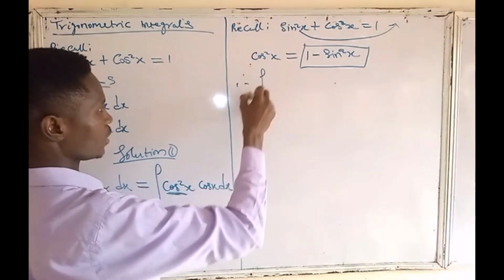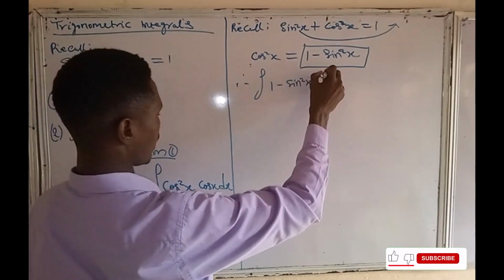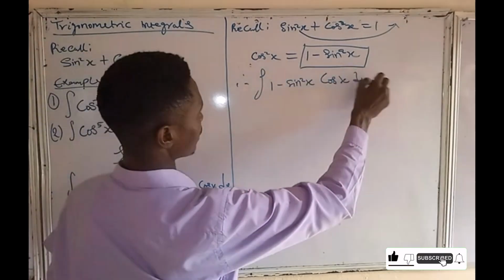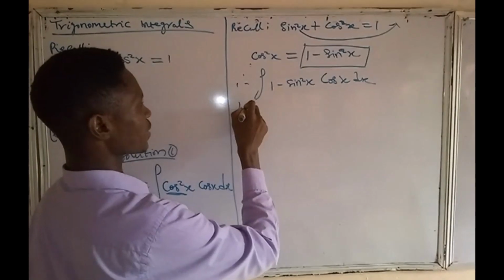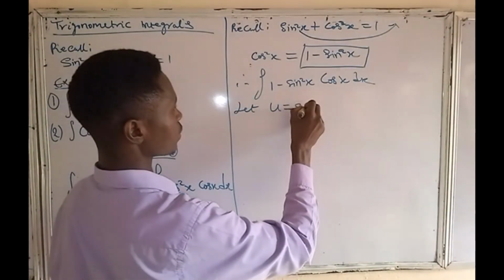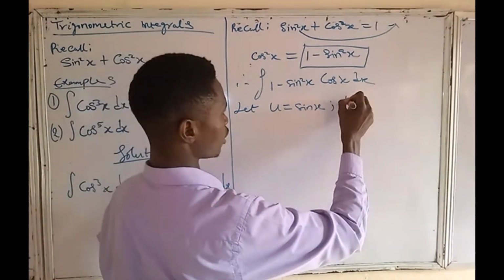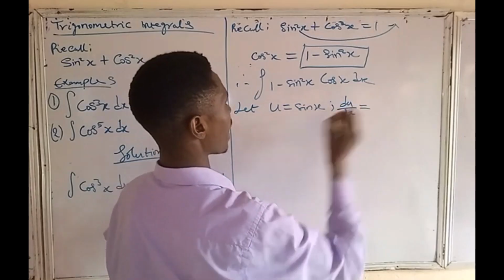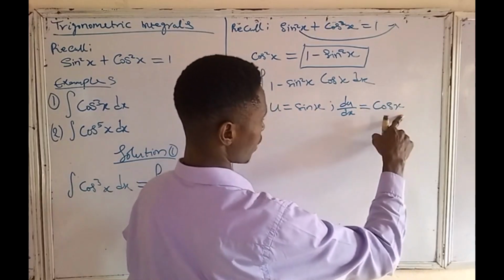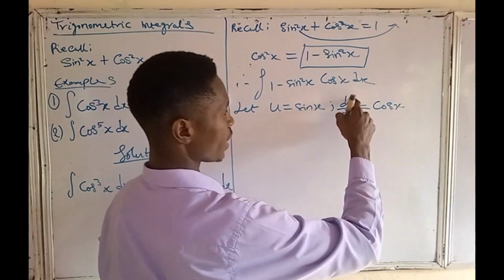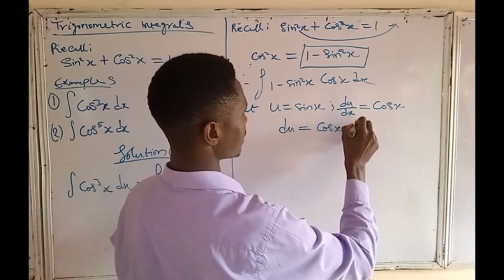So this will be replaced for cos²x in the integral. So we say therefore the integral will now be 1 minus sin²x cos⁵x dx. Okay? So at this point, we say let u be equal to sin⁵x. This means if we differentiate this with respect to x, we will be having cos⁵x rather. Then we can take the dx this way to make du the subject. So it means du is equal to cos⁵x dx.